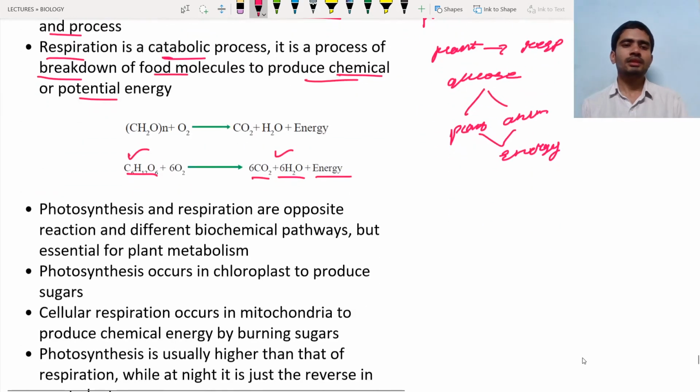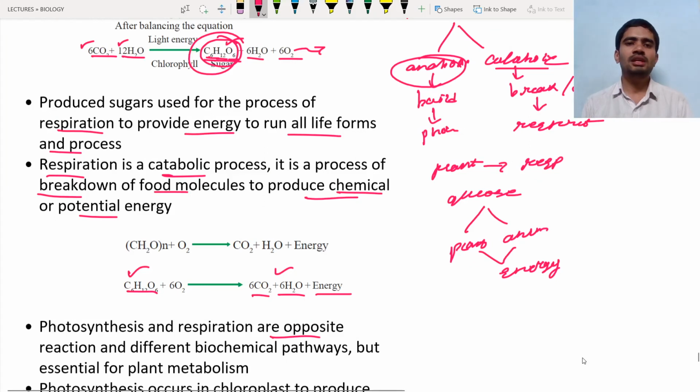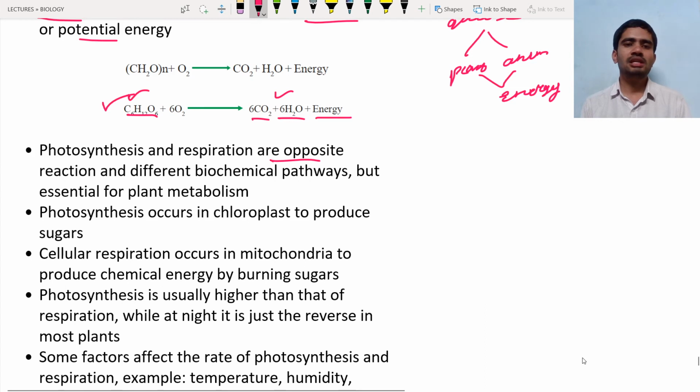Next, photosynthesis and respiration are opposite reactions. Why are they opposite reactions? Because in one, there is a production of glucose molecules, and here there will be the consumption of glucose molecules. Hence these reactions are opposite in direction. Though they are in the opposite direction, with different biochemical pathways, both are essential for plant metabolism, not only plants but also animals.